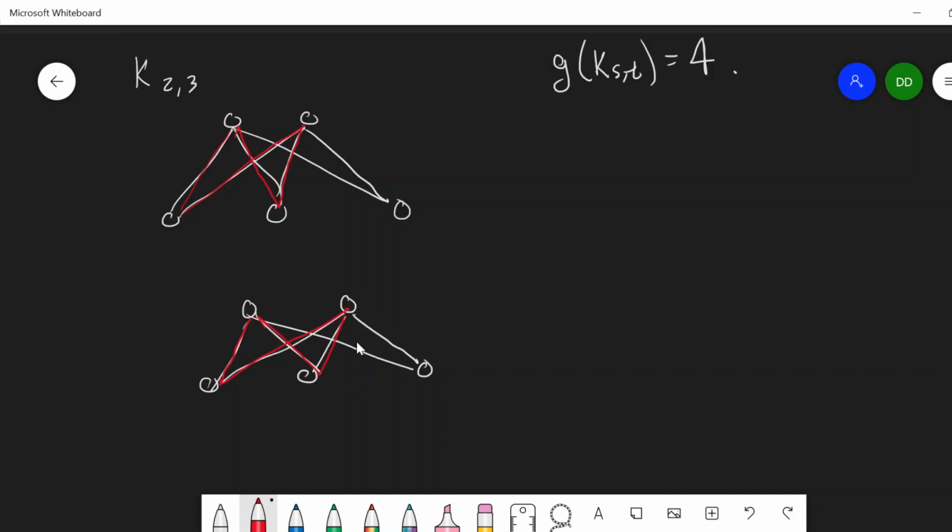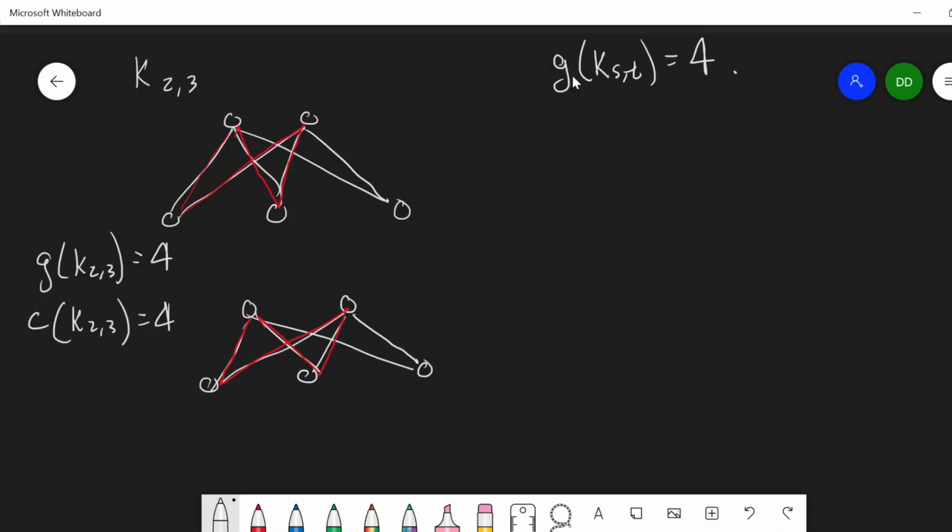The longest possible cycle we could have is length 4. If I had another vertex here, otherwise I could have come out and then back to the vertex. So the girth of K2,3 is 4, and so is the circumference. The longest cycle is also 4 for K2,3.